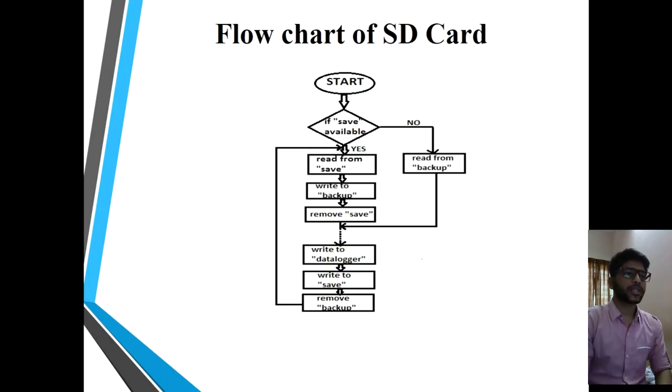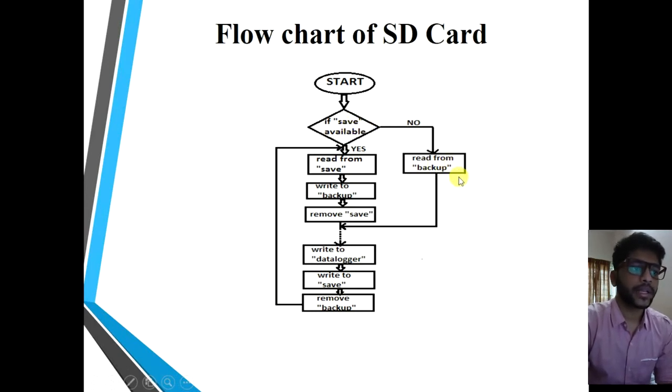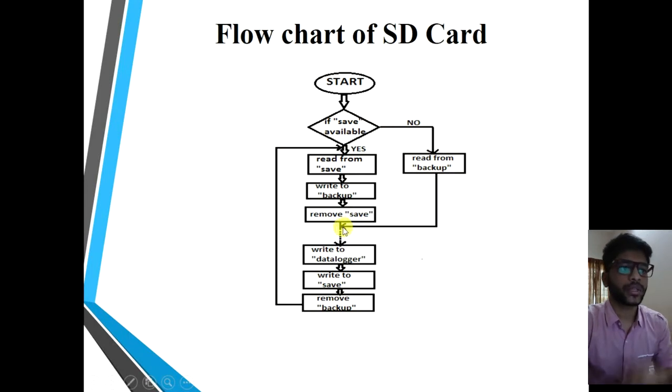This is the flowchart that we used. At first we check if any saved data is available. If any saved data is available, then we read the data from save and then write it to backup, and then remove the save, and then write it to data logger, and then write it to save, and then remove the backup. And if saved data is not available, then we read it from backup, and then we go into this part.